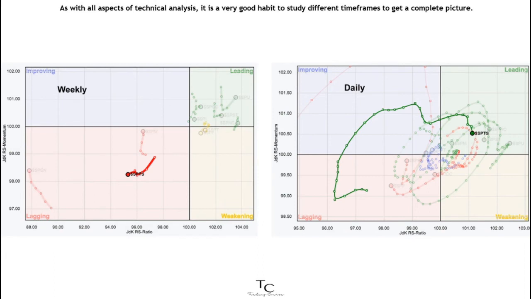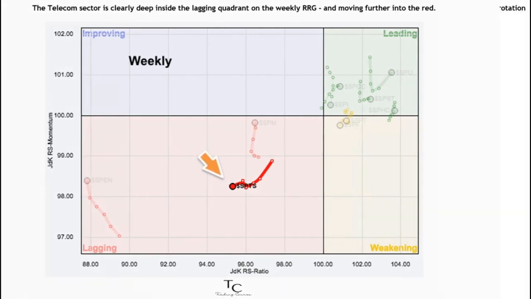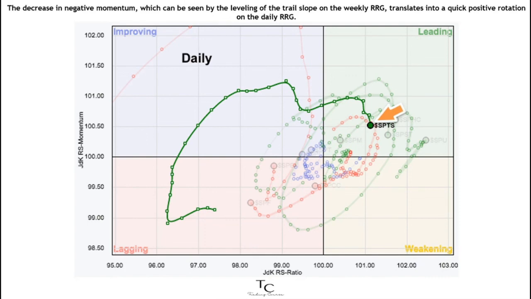As with all aspects of technical analysis, it is a very good habit to study different time frames to get a complete picture. The telecom sector is clearly deep inside the lagging quadrant on the weekly RRG, and moving further into the red. The decrease in negative momentum, which can be seen by the leveling of the trail slope on the weekly RRG, translates into a quick positive rotation on the daily RRG.